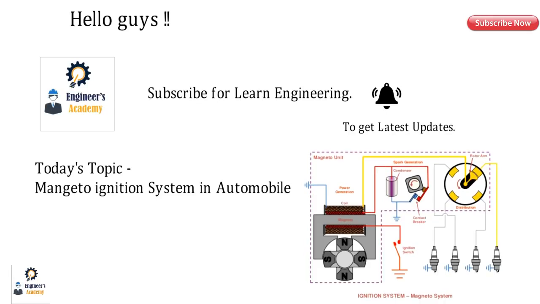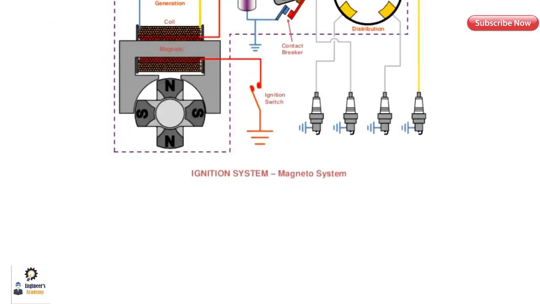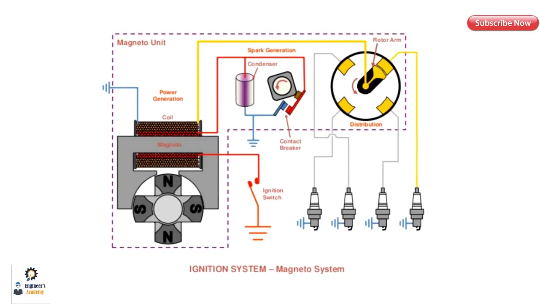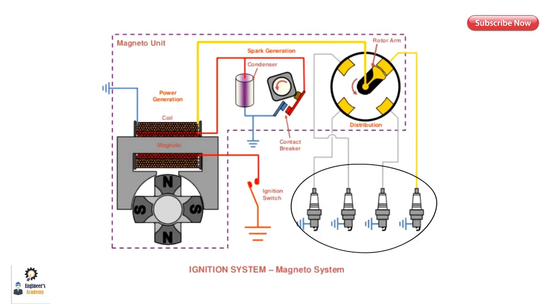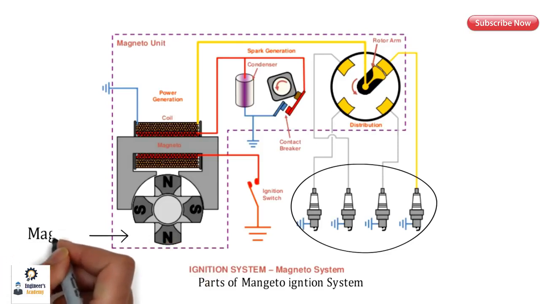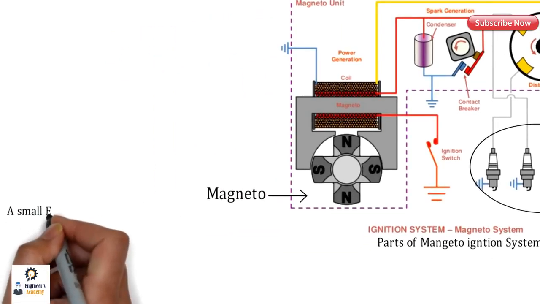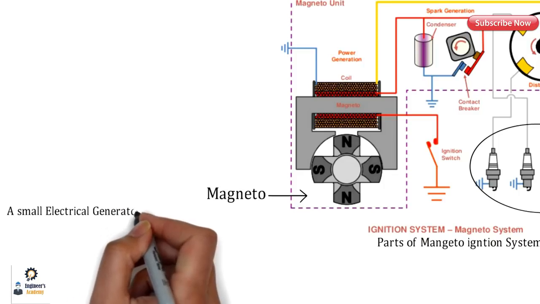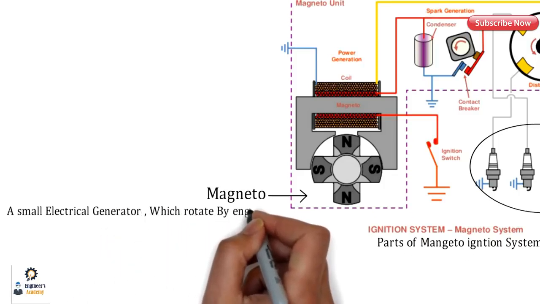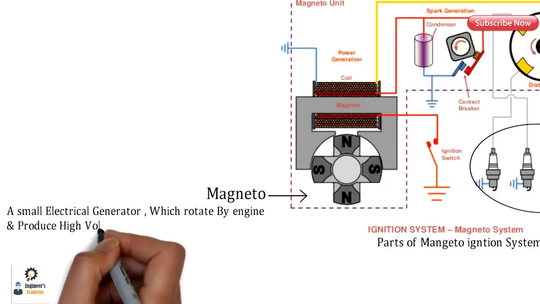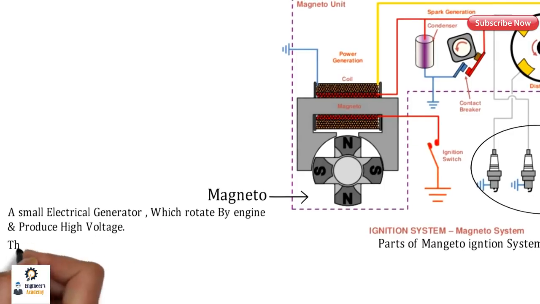So guys, this Magneto type ignition system is very much similar to the previous one, and all parts are different except for the spark plug. So over here, in case of Magneto type ignition system, the magneto is used to produce and generate the spark and the energy. And in the previous case, it is the battery which is the source. So over here guys, the magneto is nothing but a small electrical generator which is rotated by the engine and produces high voltages basically. So that is the main function of the magneto.